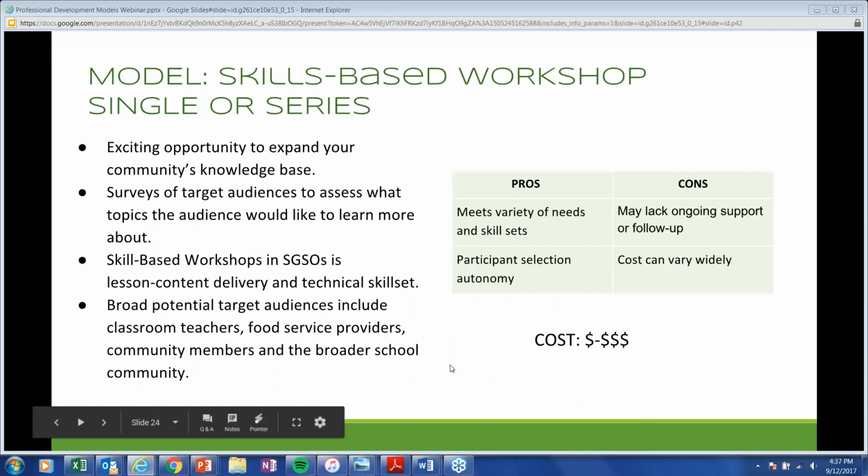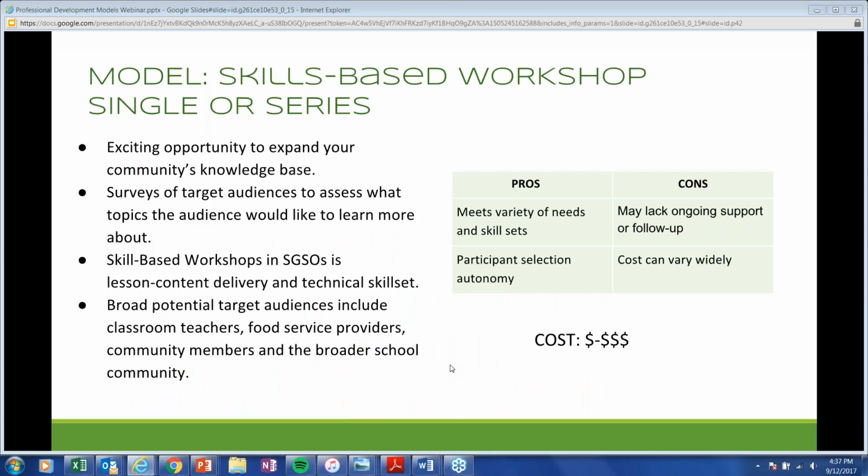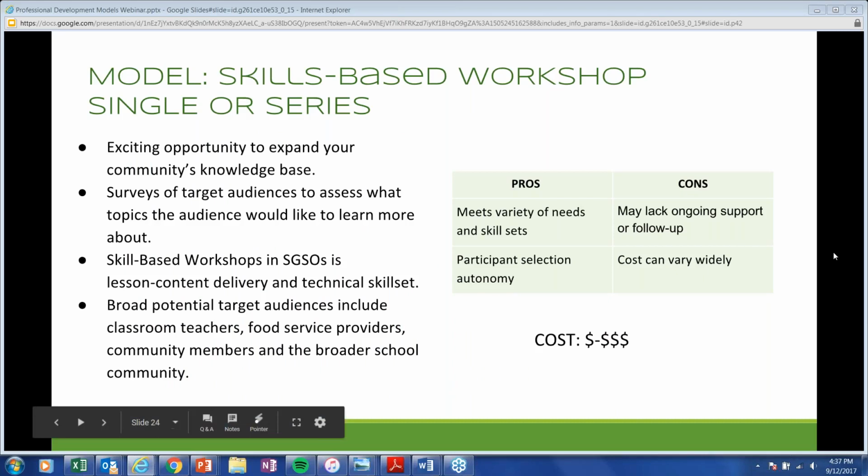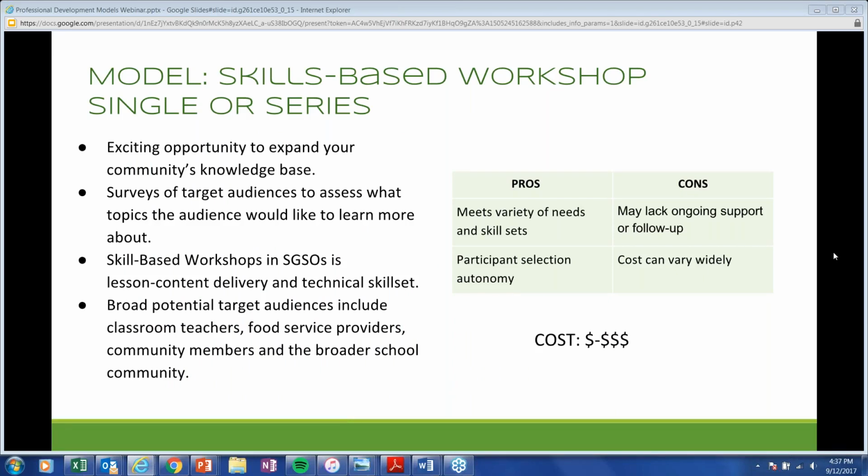One that we are very familiar with, that happens everywhere and many of you use, is skill-based workshops. These are what they say: a specific skill set meets a variety of needs. You have participant selection. So if you really want to learn about a specific planting style, or if you want to learn about science in the garden, you will likely be able to find a workshop or a series of workshops that provide that information. They're really wonderful for building content knowledge. However, sometimes they lack the ongoing support or follow-up, and the costs can vary widely.